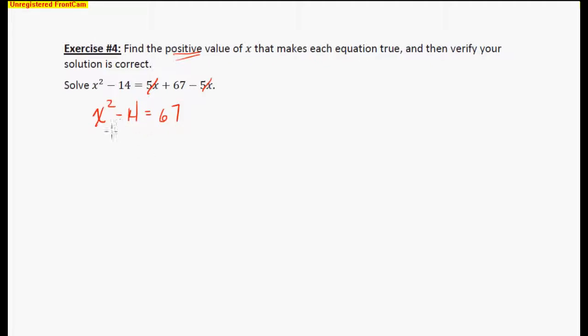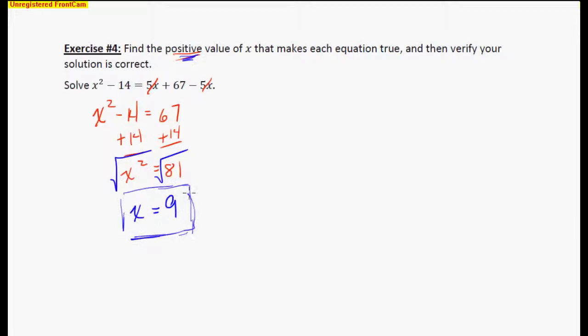So now I want to get x all by itself, so I'm going to add 14 to both sides, just like I'm solving an algebraic equation here. And what do we get? 67 and 14, that's going to give me 81. All right, and then our final step, we want to square root both sides, so I get x equals, now it would be positive or negative, but they want the positive value, so this is just going to be x equals 9. All right, and there's my answer.